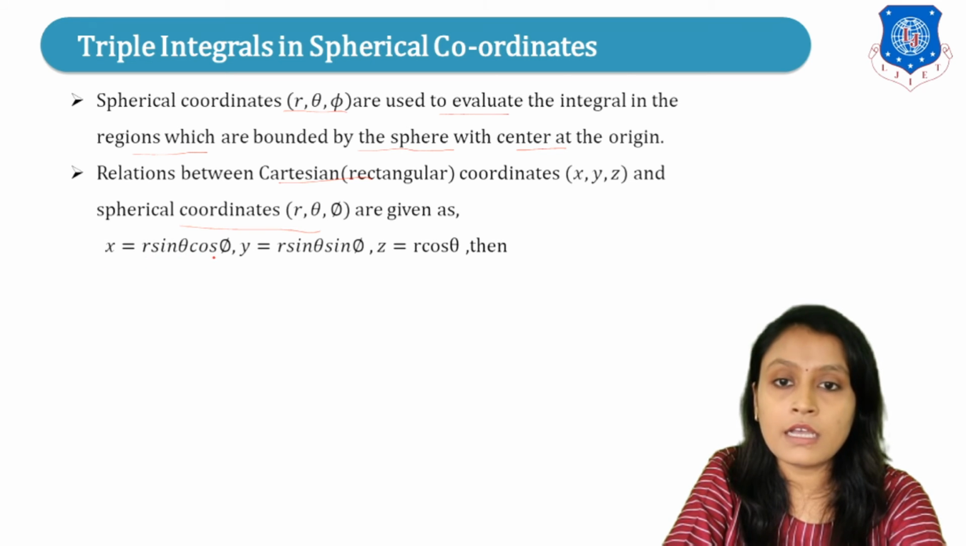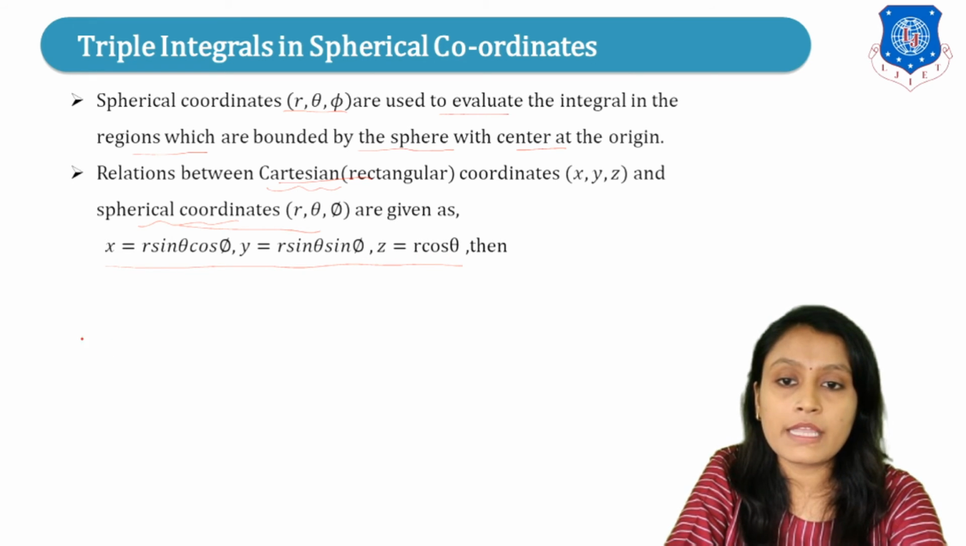Okay, now the relation between these Cartesian coordinates and spherical coordinates are given as x is equal to r sin theta cos phi, y is equal to r sin theta sin phi, and z is equal to r cos theta. Okay, so whenever we are converting this Cartesian coordinate to spherical coordinate, we will use this transformation. So in place of x we will write r sin theta cos phi, in place of y r sin theta sin phi, and in place of z r cos theta.